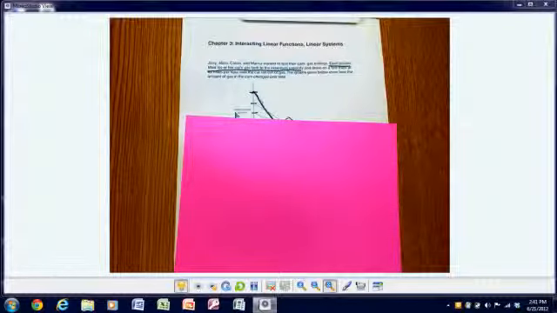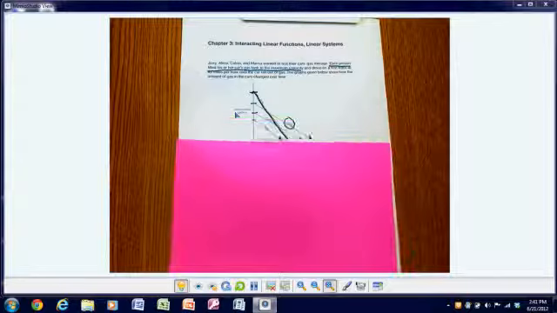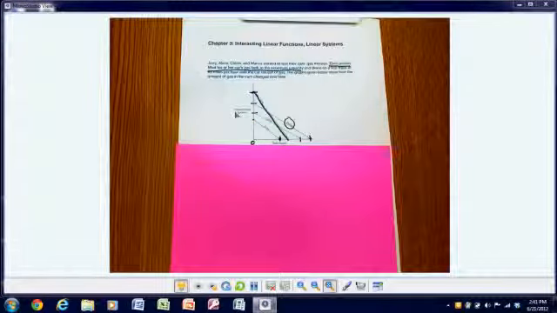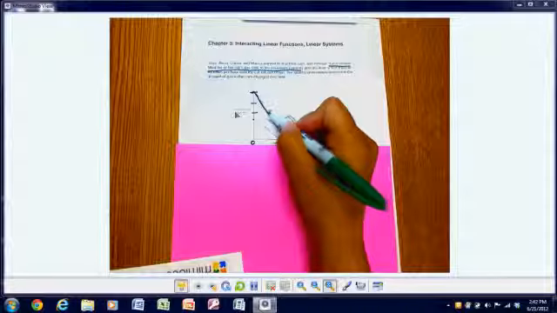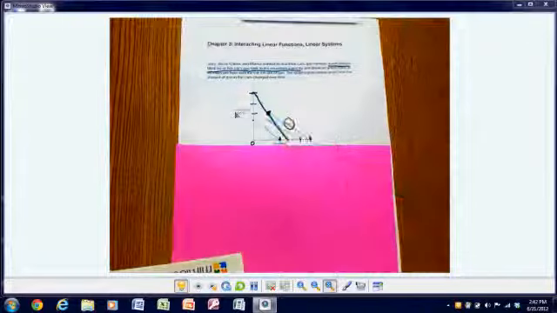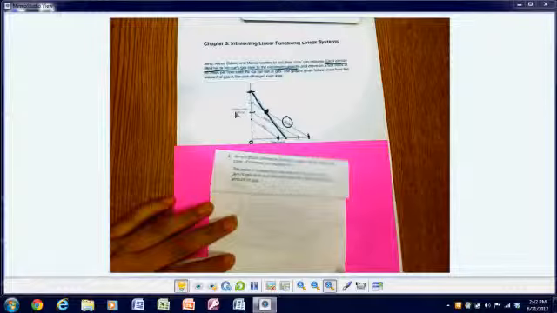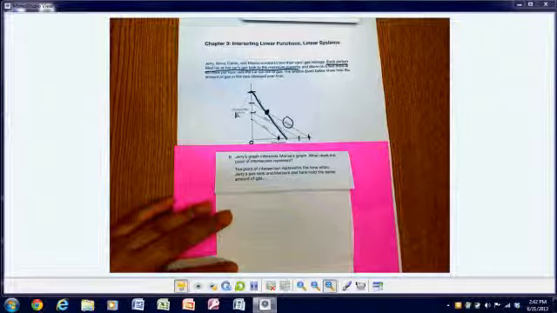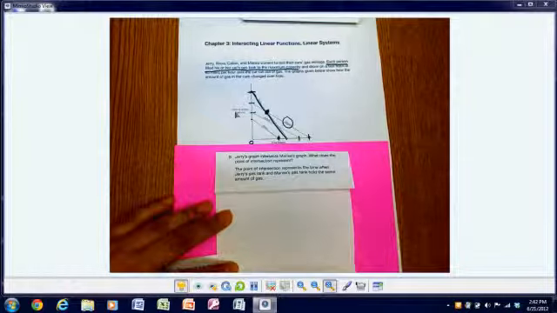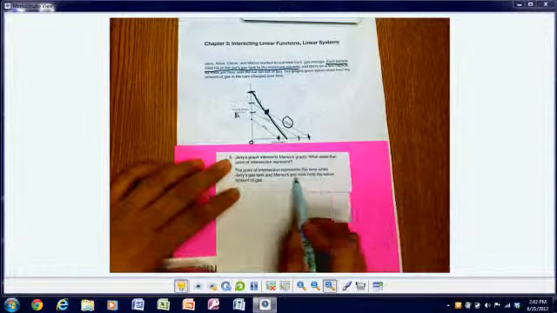Okay, and number 8. Jerry's graph intersects Marissa's graph. What does the point of intersection represent? They intersect right here. What does that point mean? The point of intersection represents the time when Jerry's gas tank and Marissa's gas tank hold the same amount of gas.